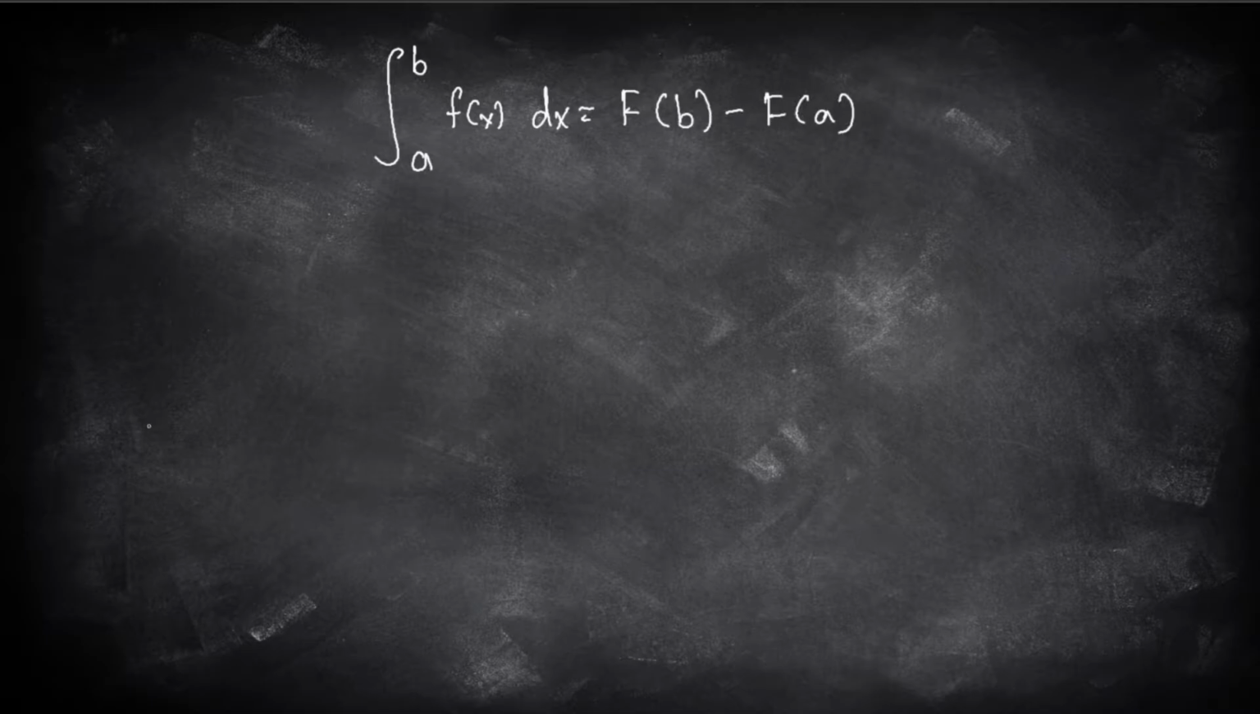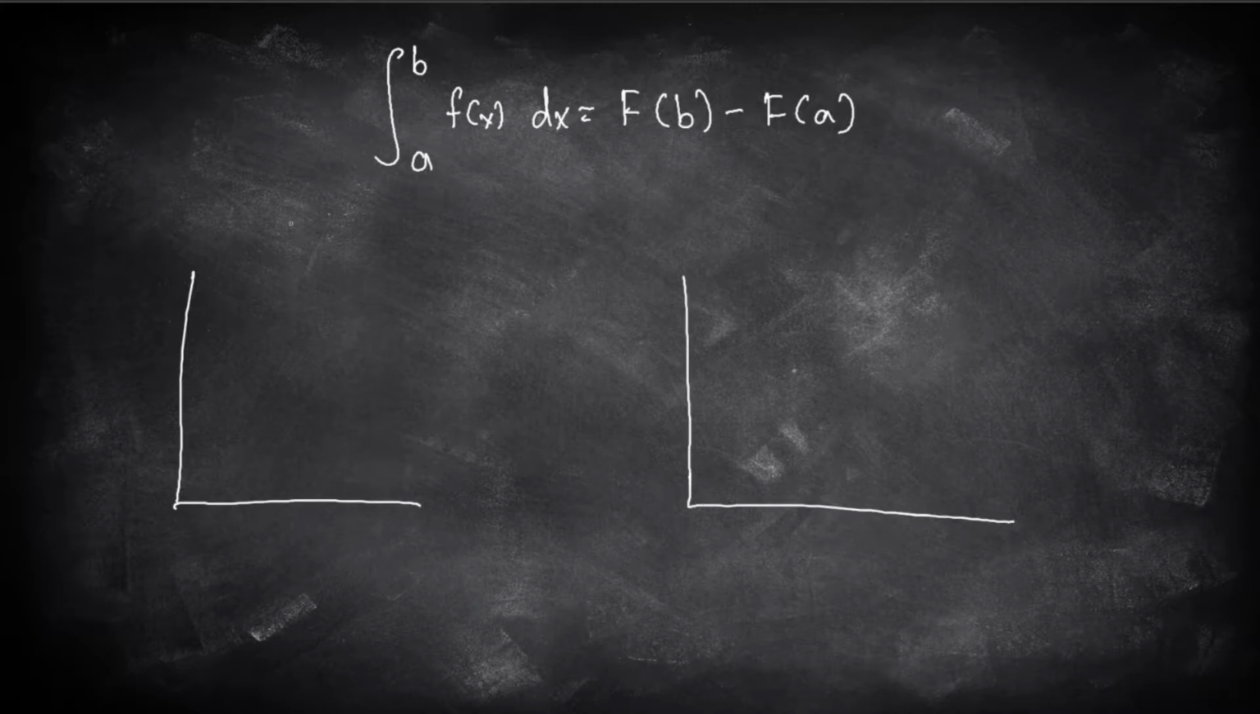So how do we calculate displacement and total distance? Well, let's look back at the fundamental theorem of calculus. So the integral from a to b of our derivative with respect to x is equal to our original equation at b minus our original equation at a. So let's understand this with a basic example. This would be our original equation. This would be our derivative.